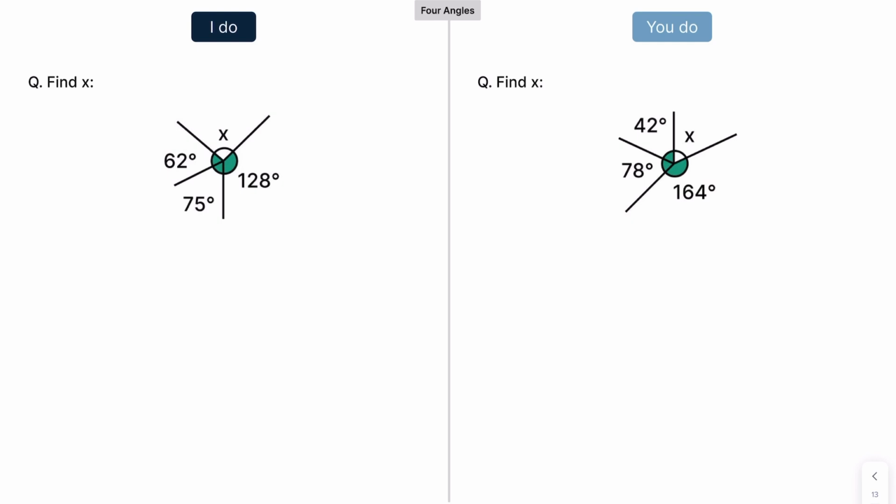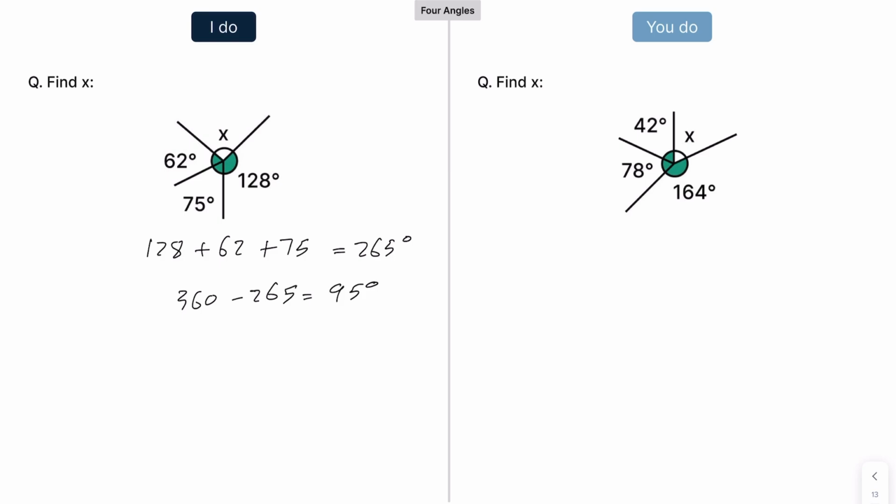So now you've got four angles around one point, but it's the exact same concept we've been looking at before. So that is going to be 128 plus 62 plus 75, and that gives us 265 degrees. And then that's going to be 360, take away 265, which gives us 95 degrees.